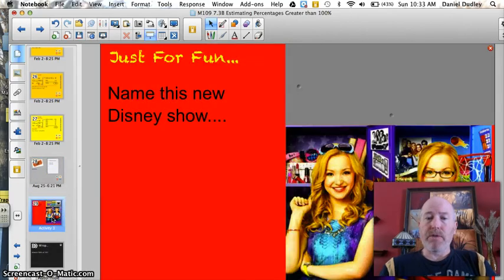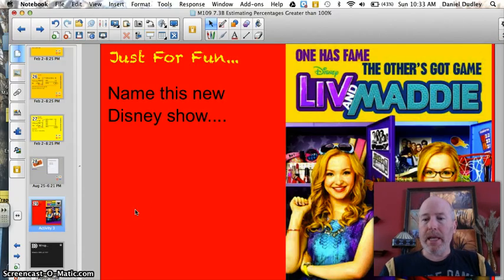Okay, your answer to the trivia question. Name this Disney show, the new Disney show. It is Liv and Maddie. My daughter likes it a lot. I think it's okay. Even though I do like the way they've decked out their lockers.